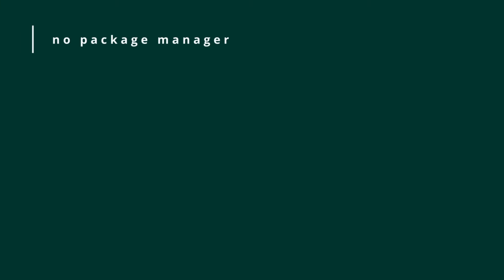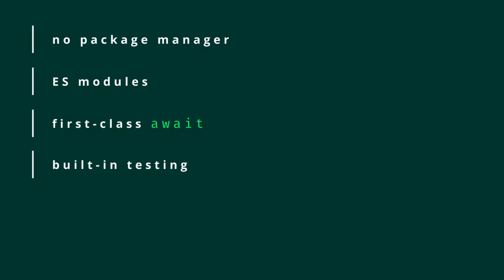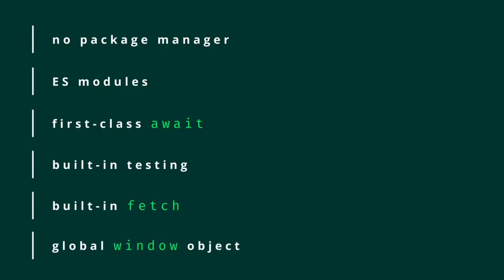Fun fact, Deno is an anagram. Rearrange the letters in Node to spell Deno. Deno has no package manager. It uses ES modules, has first class await, has built-in testing, and is somewhat browser compatible by providing built-in fetch and the global window object.